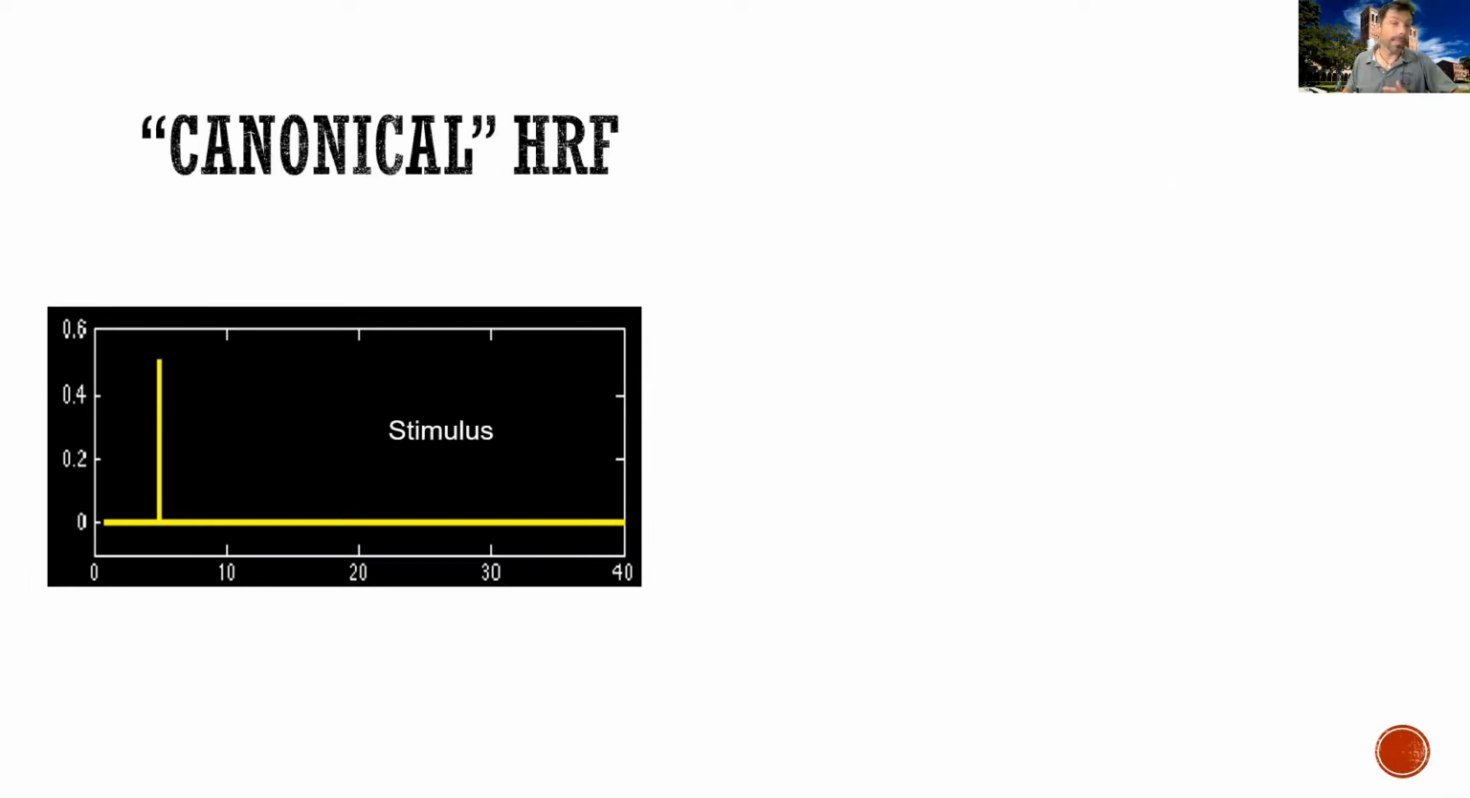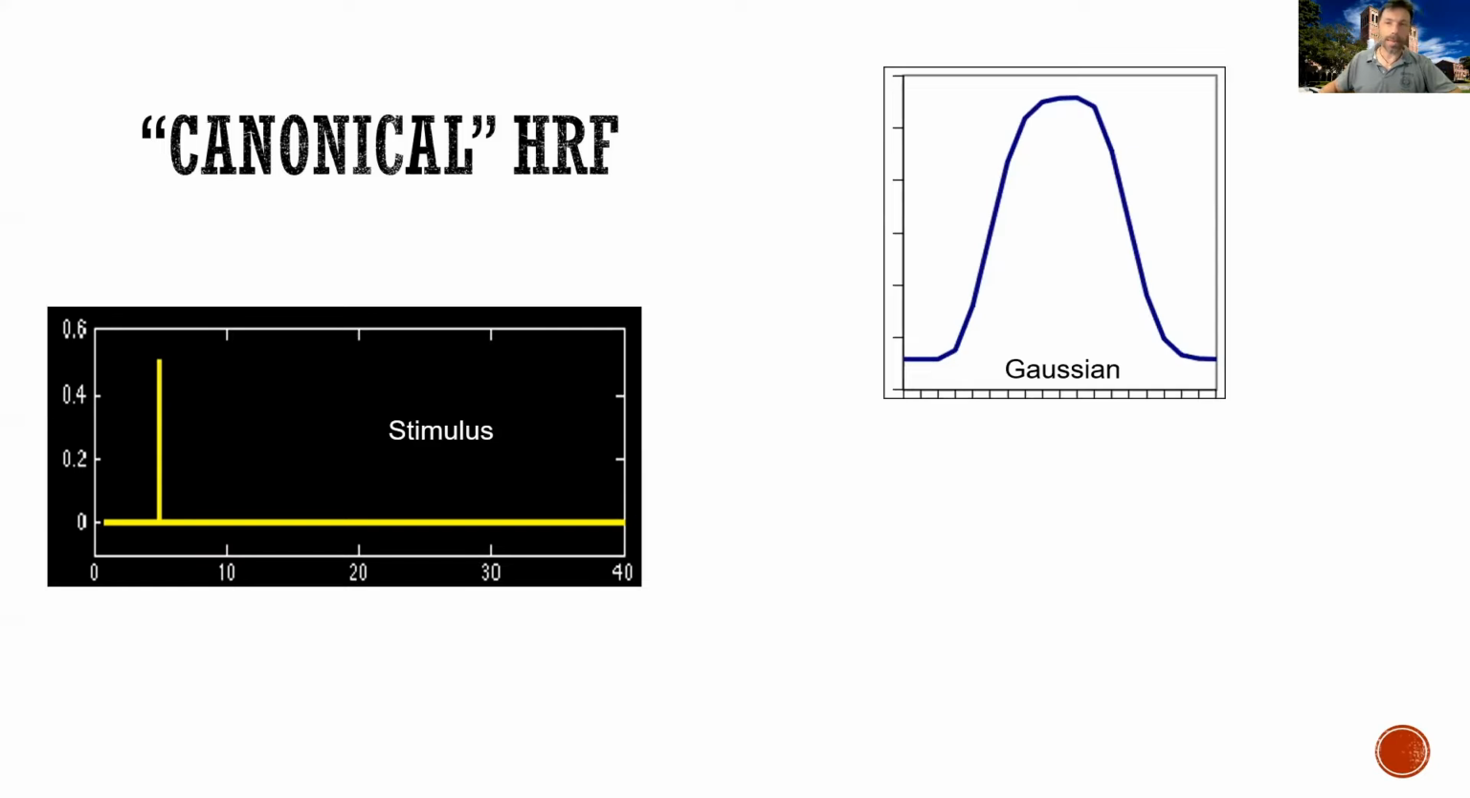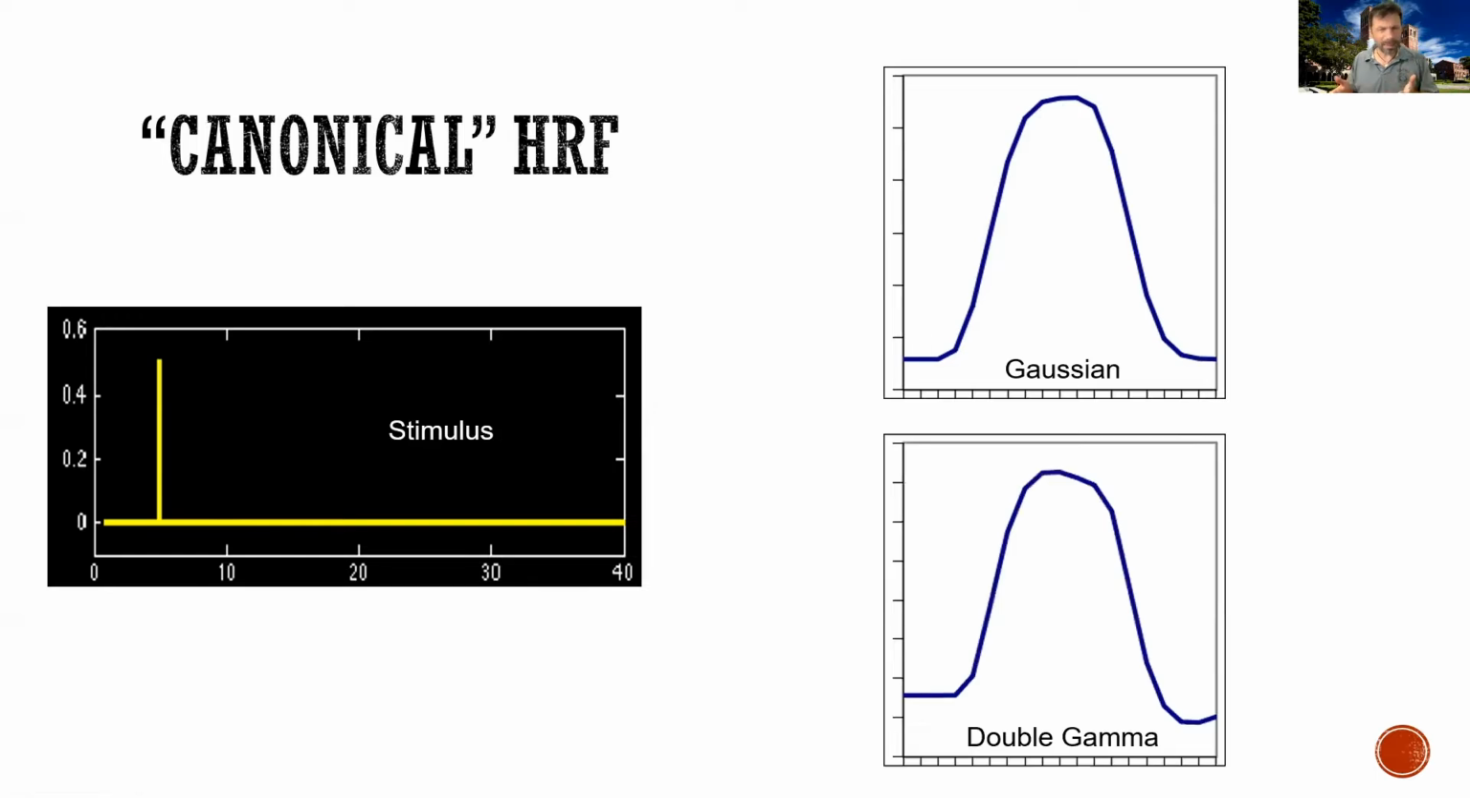So if this were my stimulus, what we've been doing is what people often refer to as the canonical HRF. We've been saying, look, if you present a participant with stimulation, let's just say, a picture of a face, then we expect the brain to respond sort of in this fashion, a gamma. Or maybe in this fashion, a double gamma.